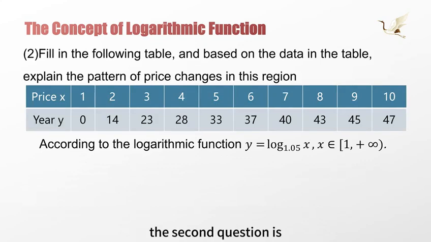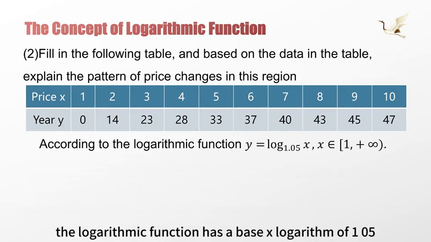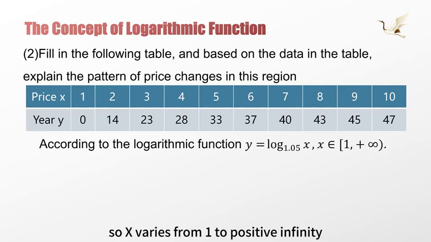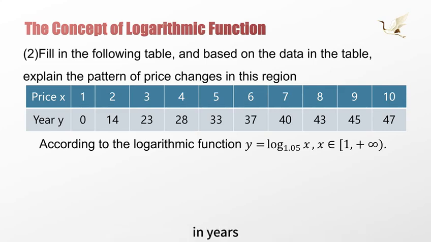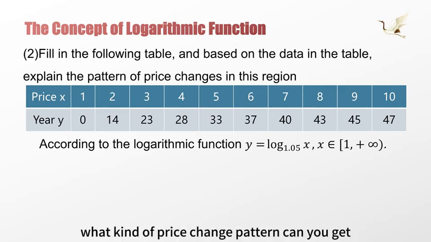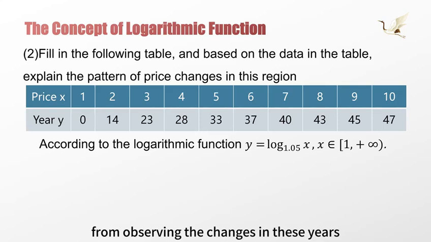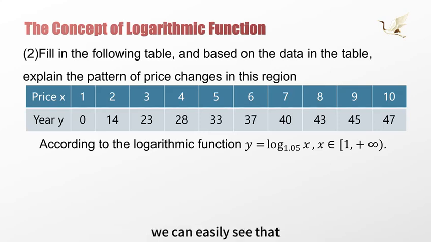The second question is, let's fill out this form. According to our previous research, y is the logarithm of x with a base of 1.05. So x varies from 1 to positive infinity, which means x takes 1, 2, 3, 4 up to 10 respectively. With the calculator in hand, we can easily calculate the corresponding number of years. What kind of price change pattern can you get from observing the changes in these years? We can easily see that it takes 14 years from 1 to 2.